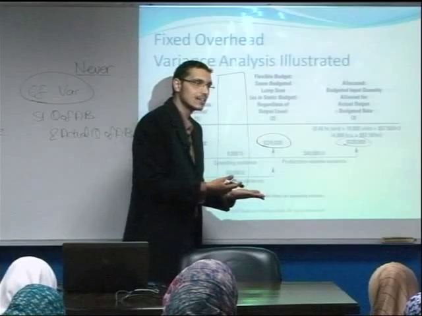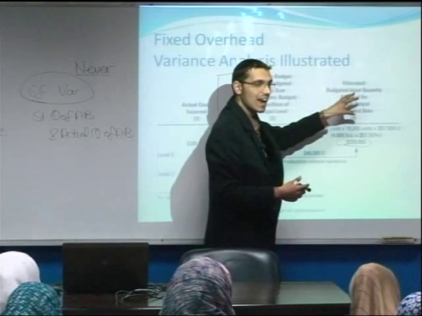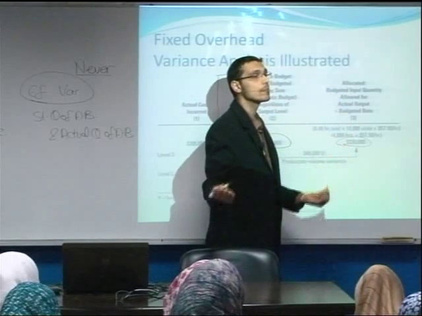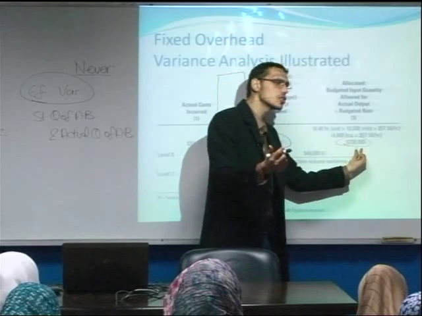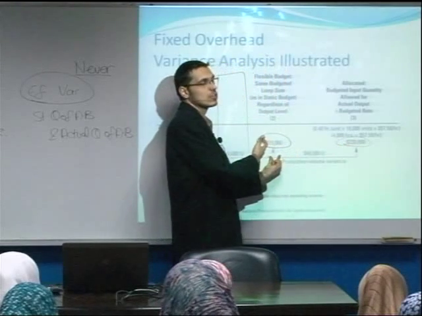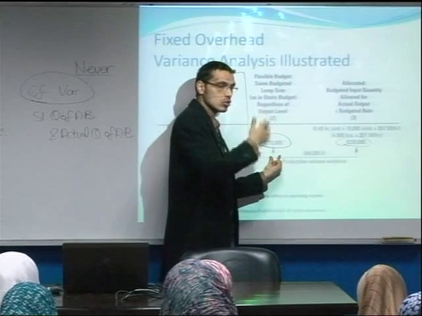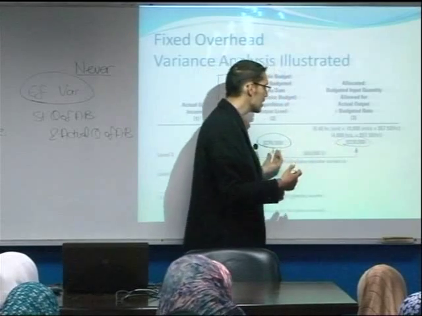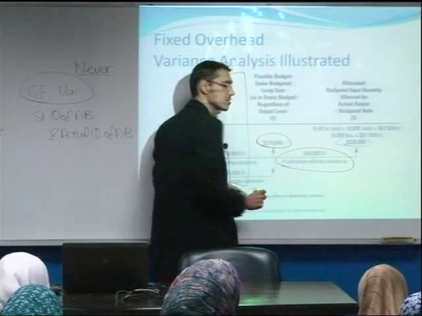On the other hand, treating the fixed manufacturing overhead as variable expenses caused us to allocate less cost than expected, according to our flexible budget. Therefore, we need to consider this variance as something called a production volume variance.